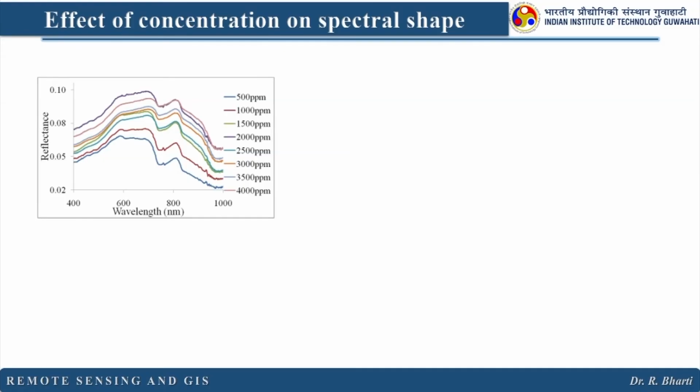In this slide, I want to highlight the strength of field spectroscopy or hyperspectral remote sensing technique. So, the effect of concentration can be seen here. This is the suspended sediment concentration measured in the water and corresponding spectra were measured. You see this particular color is showing 500 ppm. That means the water container was having 500 ppm of suspended sediment concentration and then spectra was measured.